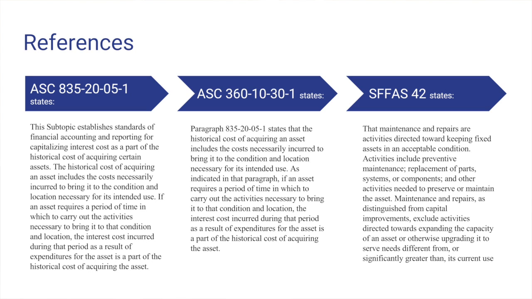The next is the ASC 360-10-30-1, which states that the paragraph 835-20-05-1, which we just read, states that the historical cost of acquiring an asset includes the cost necessarily incurred to bring it to the condition and location necessary for its intended use.